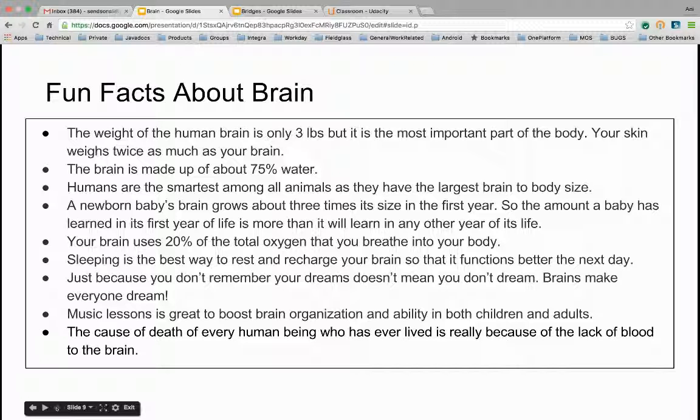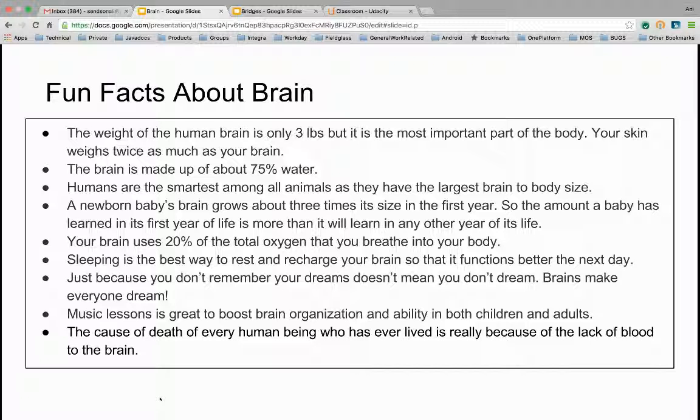A newborn baby's brain grows about 3 times its size in the first year. So the amount a baby has learned in its first year of life is more important than it will learn in any other year of its life. So you guys better get out those books when you're born. Your brain uses 20% of the total oxygen that you breathe into your body.